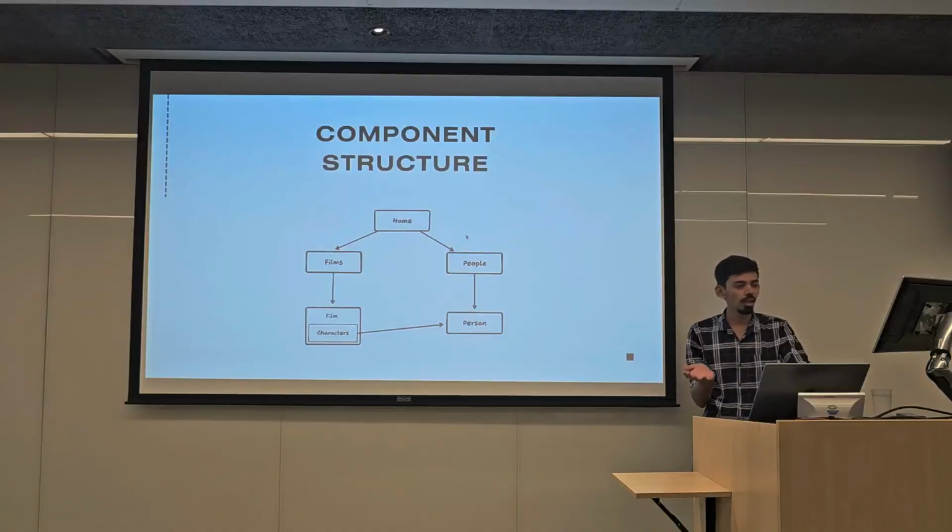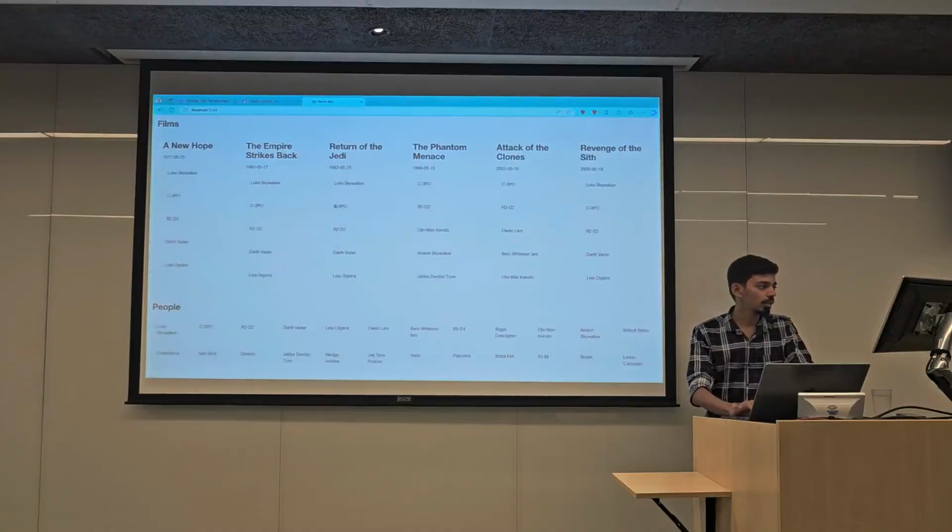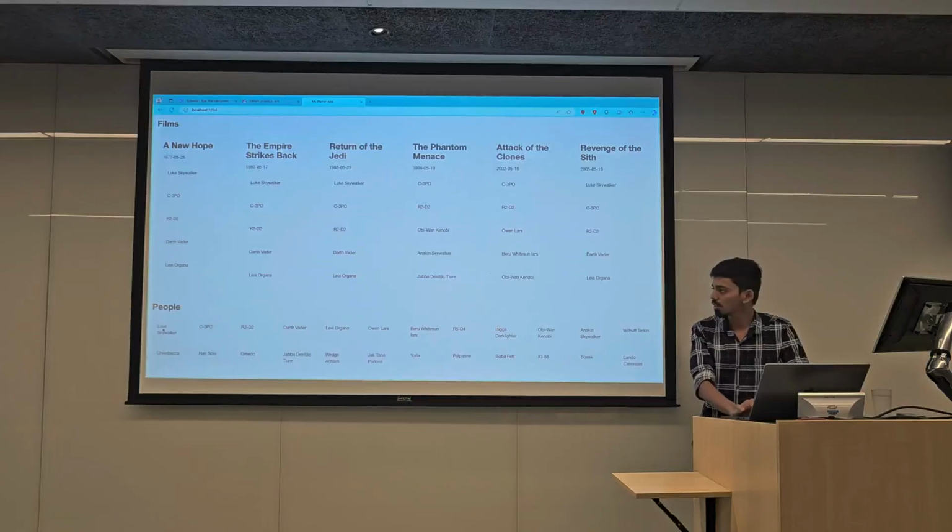Now to show reusability, what I've done is when I'm showing the list of characters for each film, I have reused the person component in both places. So if you look at the demo, this Luke Skywalker and the Luke Skywalker over here are actually the same component to show reusability.